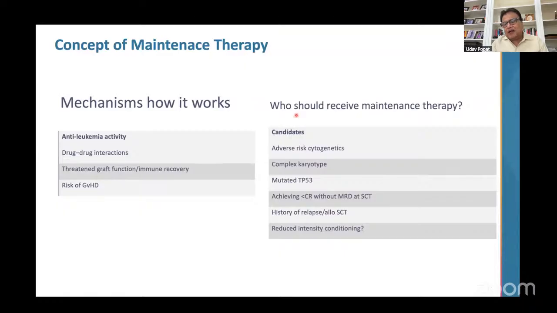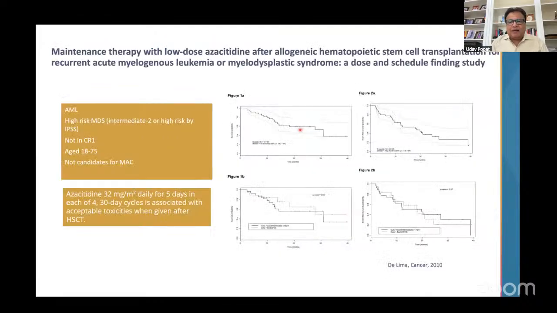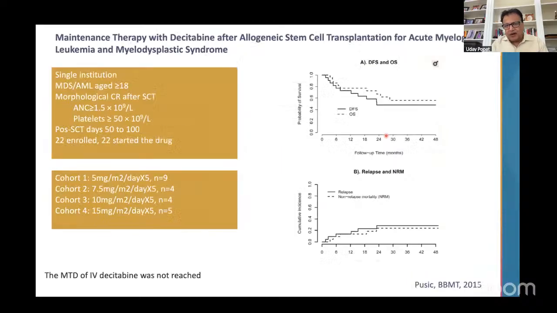I guess, again, you choose the patients who are at the highest risk. My colleague Marcos de Lima started this study way back in the late 2000s. In this pilot study, we gave patients with AML increasing doses of azacitidine, and we found that the maximum dose we could deliver was 32 milligrams per meter squared daily for 5 days. The results were very promising, but this was an uncontrolled trial.